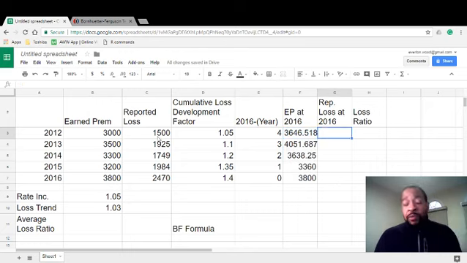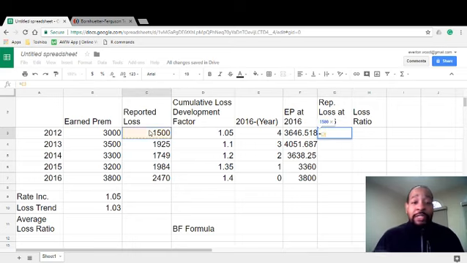Again, we need to bring the reported loss up to 2016 levels. We're going to do this slightly differently, so we'll see if you can keep up. We're going to take again the reported loss and we're going to bring it up. The rate increases are different than the loss trend.